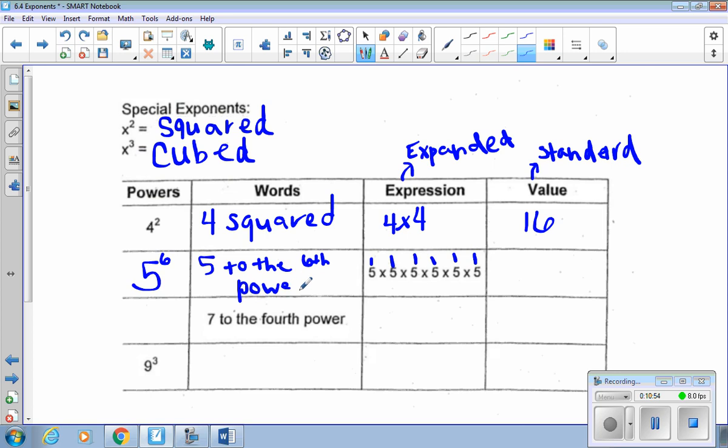And I've already been given the expanded form or the expression for it, so now I just have to find the value. In order to do that, I could either A, multiply 5 by itself 6 times, or I could use my little exponent button on my calculator, and I could solve it. So, at this time, I want you to put those numbers in there, or come up to me so I can show you how I'm getting this answer. The answer that I get when I do this is 15,625.